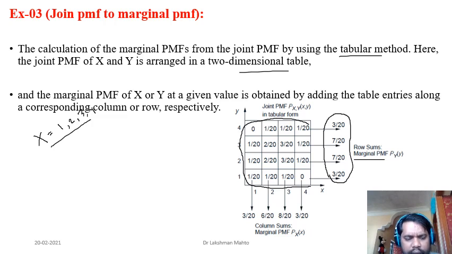Any issue? Is anyone having any problem here? Okay, Sriram, did you get it? How to calculate the marginal probability mass function from the joint? Yeah. Okay, fine. I'm going forward.